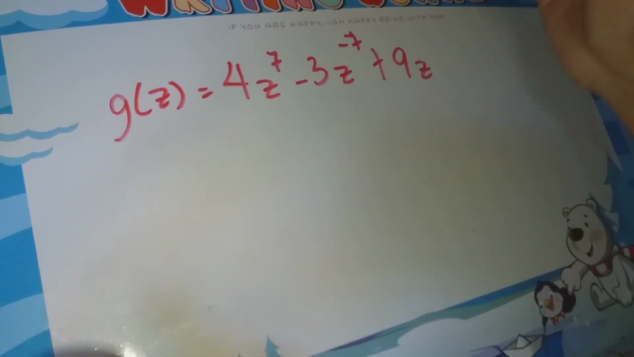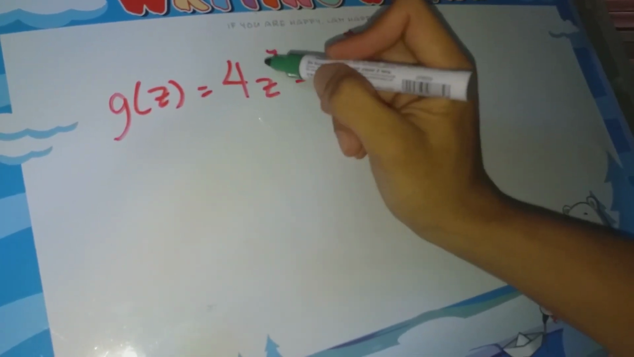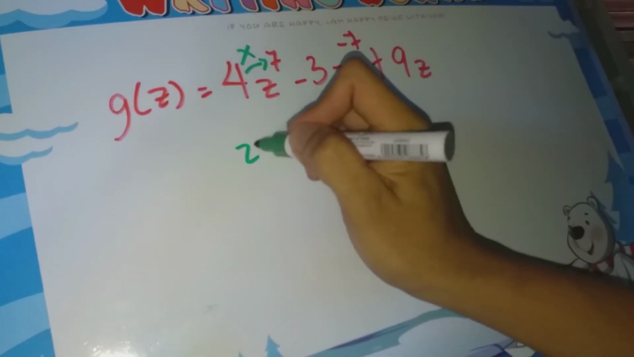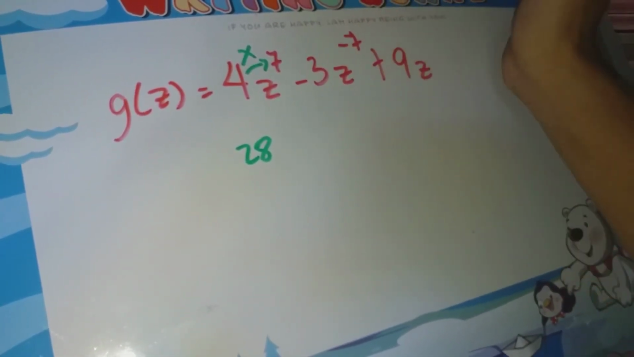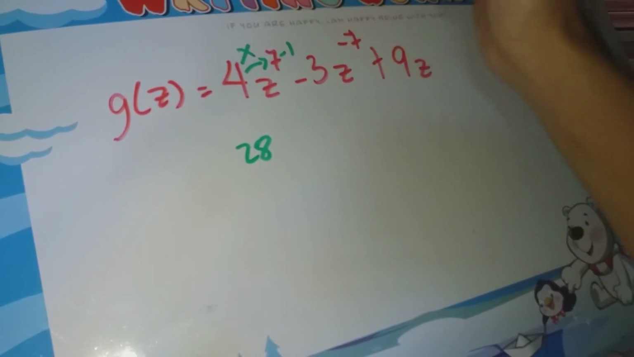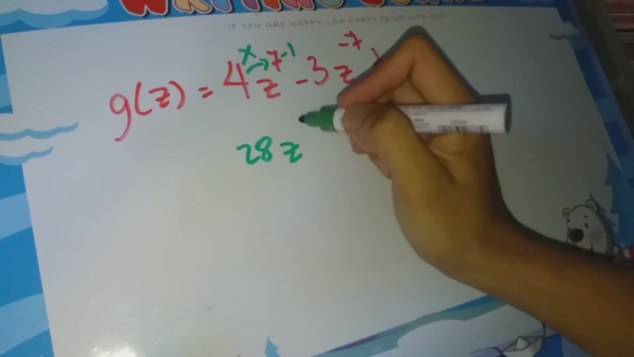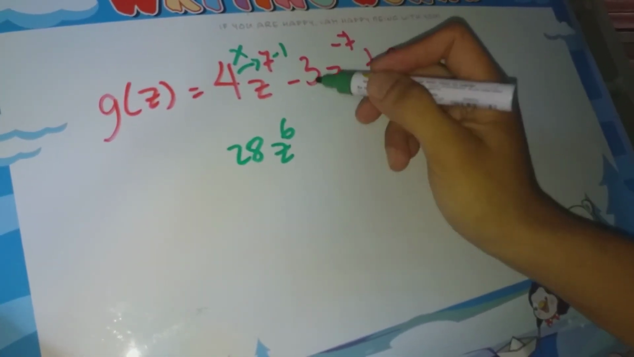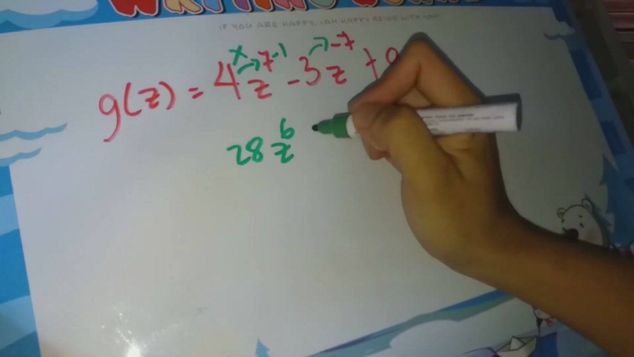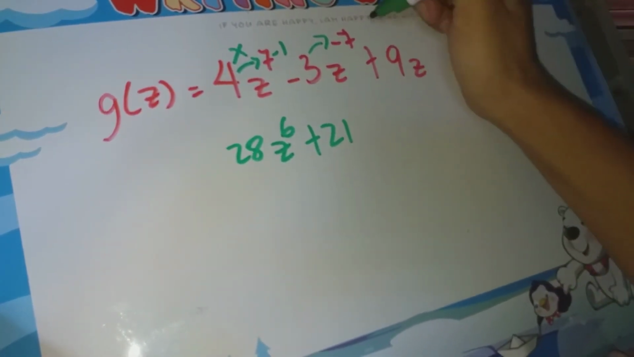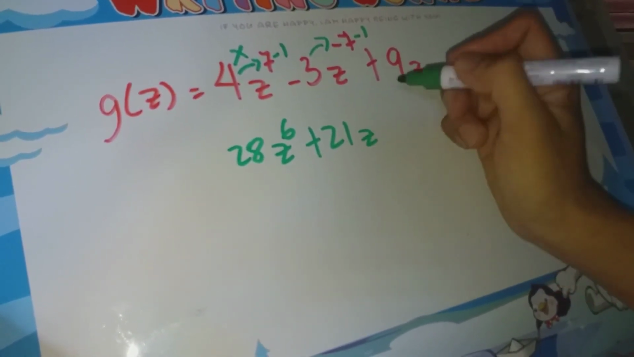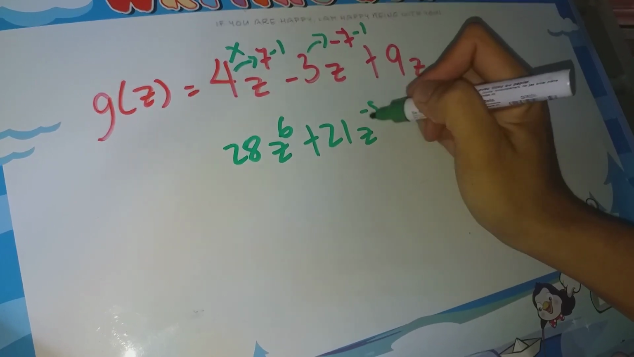The first step is we're going to multiply the numerical coefficient to the exponent. So 4 times 7 is 28. And next, we're going to subtract 1 from the exponent. Simply, 7 minus 1 is 6, or z raised to 6. And then proceed to the next term. Negative 3 multiplied by negative 7 is positive 21, and then subtract 1 from the exponent. Negative 7 minus 1 is equal to z raised to negative 8.